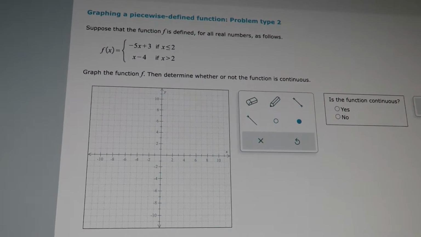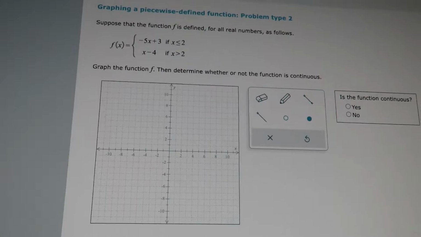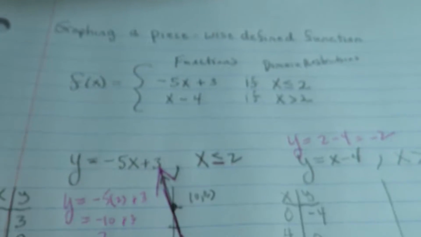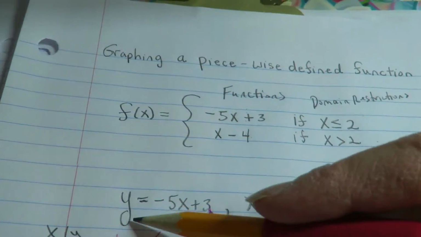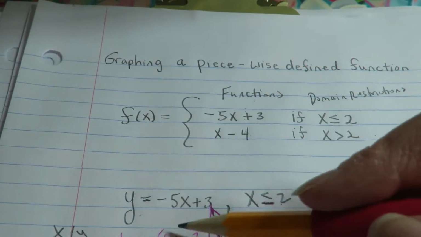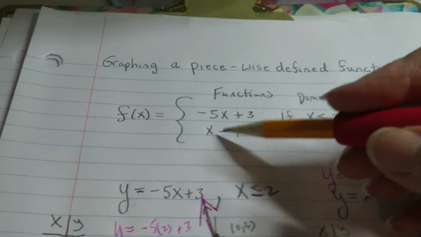You're graphing a piecewise function, and you're going to say if it's continuous or not. All right. So the first thing you want to do is draw these individual functions. So there's two functions here. You're going to get two linear cases. These are both linear. So you have the first one here and the second one here. Those are the two functions.